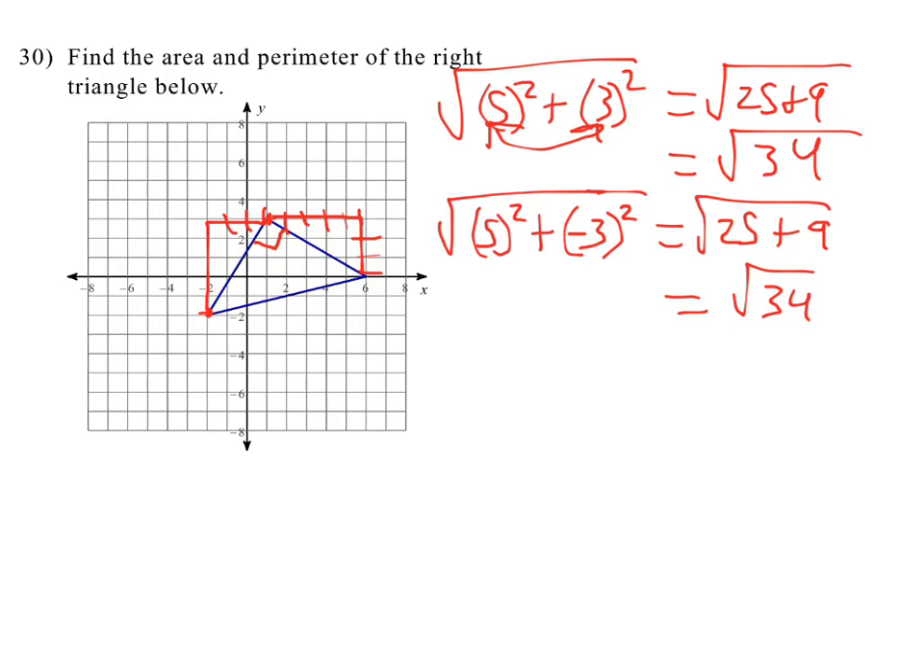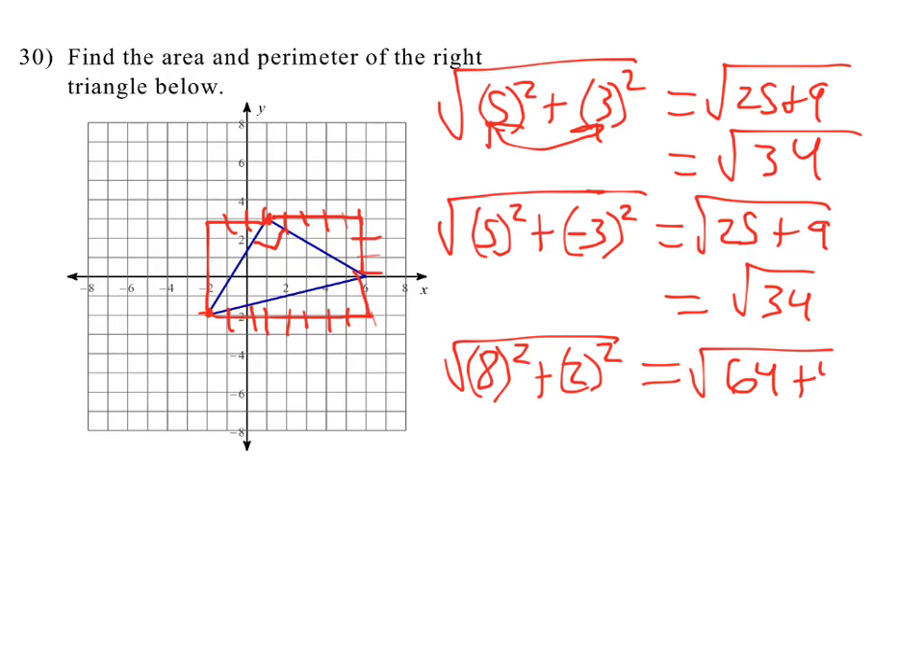And then let's get this final side here. That has a run of 1, 2, 3, 4, 5, 6, 7, 8. A run of 8, which I'll square. And then a rise of 2, which I'll square. 8 squared is 64, 2 squared is 4. Add them up, you're looking at the square root of 68.